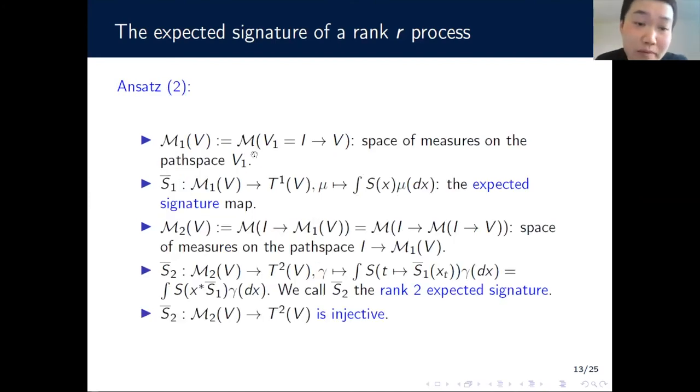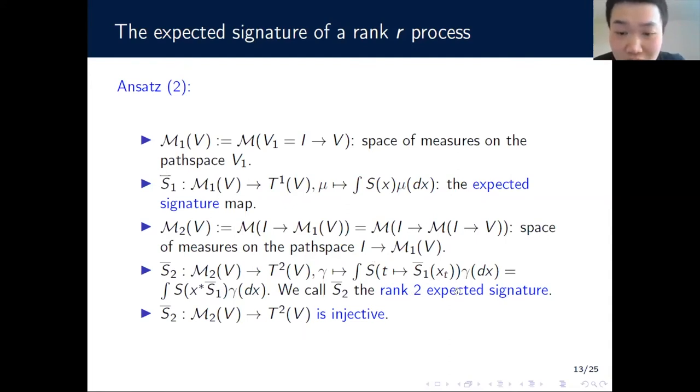Okay, so the probabilistic counterpart of the rank 2 signature is of course the rank 2 expected signature. Here we define M1V as the space of all Borel measures, or probability measures if you want, on the path space V1. And of course the usual expected signature map S1 bar is defined on this set, right? Now we define M2V as the measures on the path space taking values in M1V. Correspondingly, we can define the rank 2 expected signature in this way, defined on M2V with target space T2V. And we can also show that the rank 2 expected signature is injective.